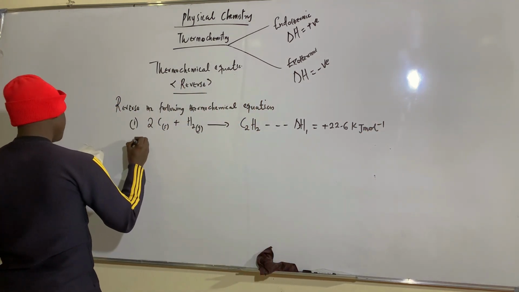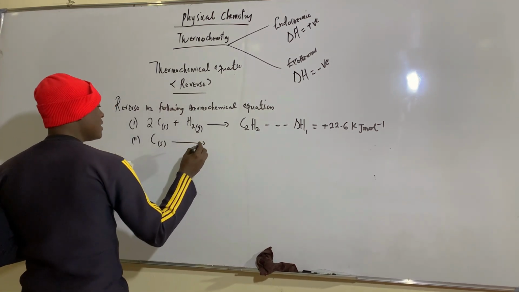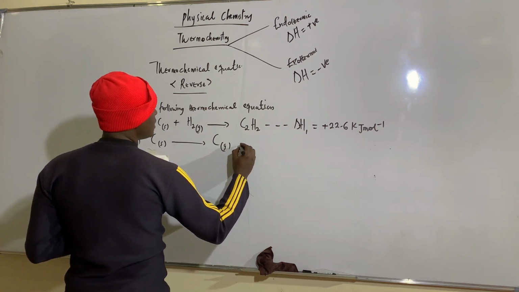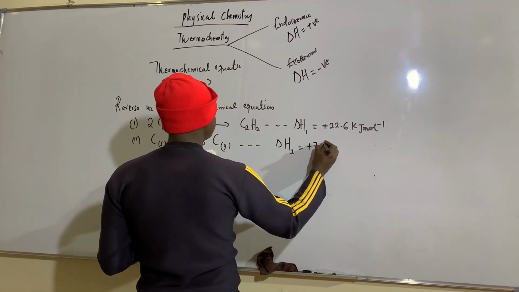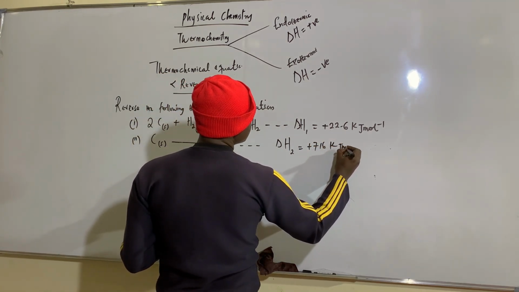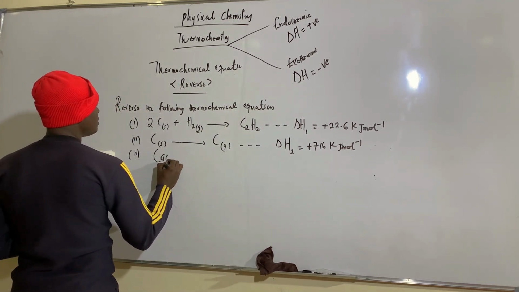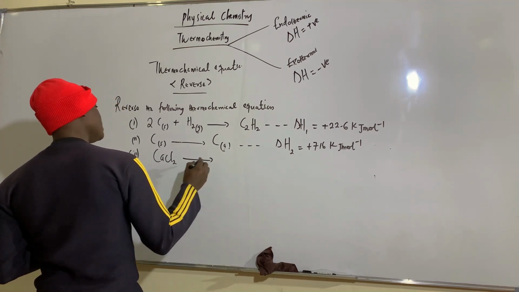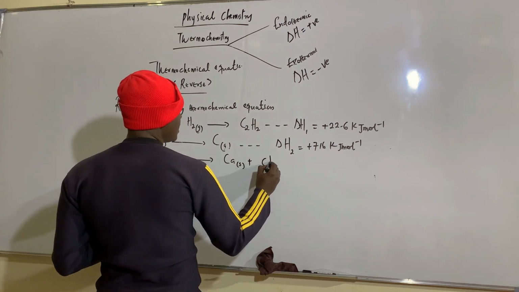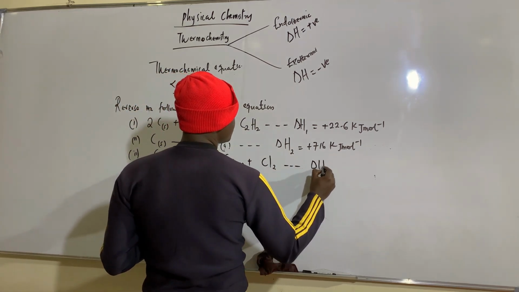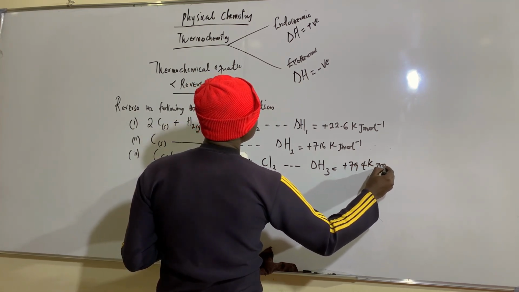The second one we have is carbon in solid gives carbon in gas, and that one they said the energy level of this is plus 716 kilojoule per mole as well. Then the third one we have is calcium chloride, calcium solid plus chlorine gas, and the energy level of that one too as well is given as plus 794 kilojoule per mole.